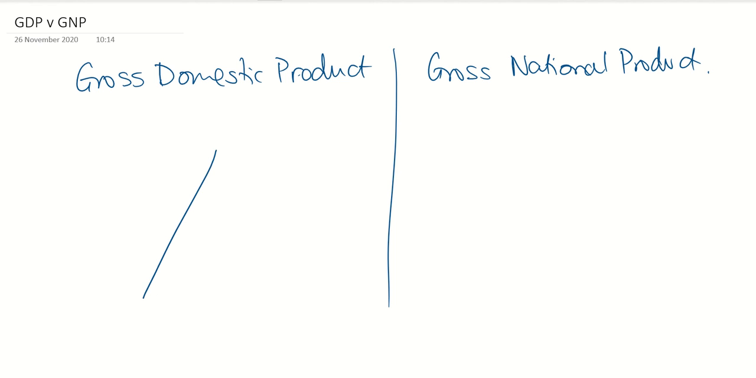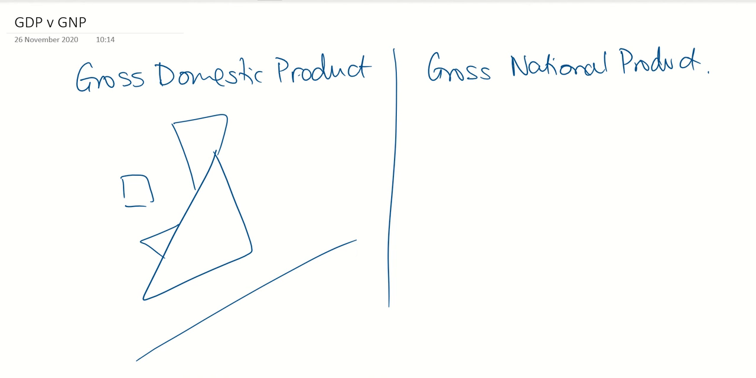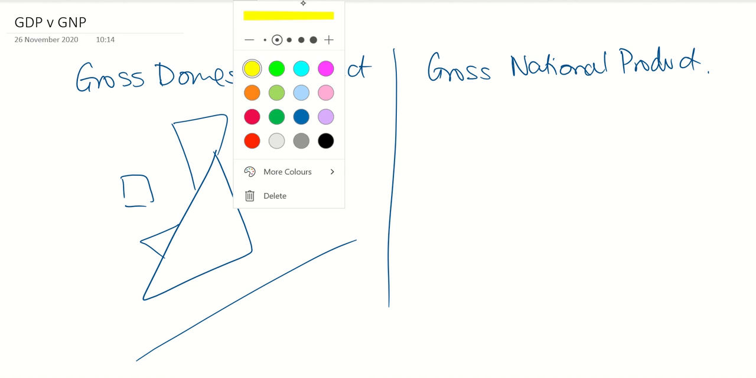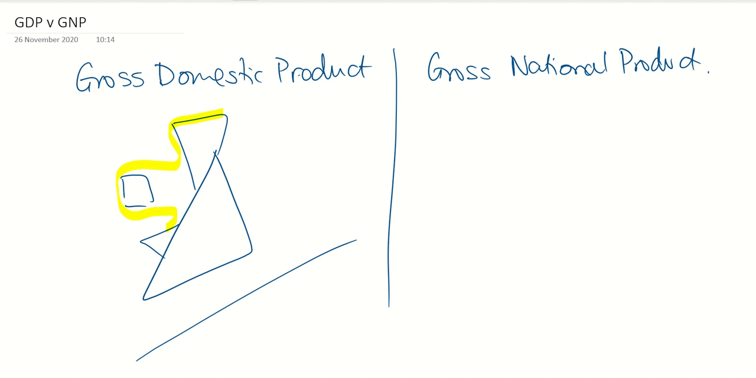So if we take my really crude drawing here of England, Scotland, Wales, and Northern Ireland, and a continent here that's got France on it, the gross domestic product of the United Kingdom would be anything that is made within the borders of the country of the United Kingdom. So anything that is produced on this landmass here would count towards GDP.